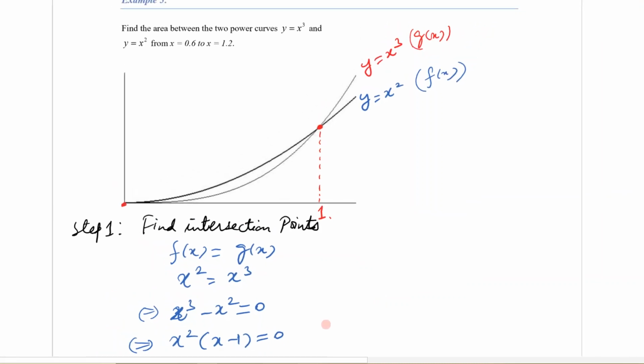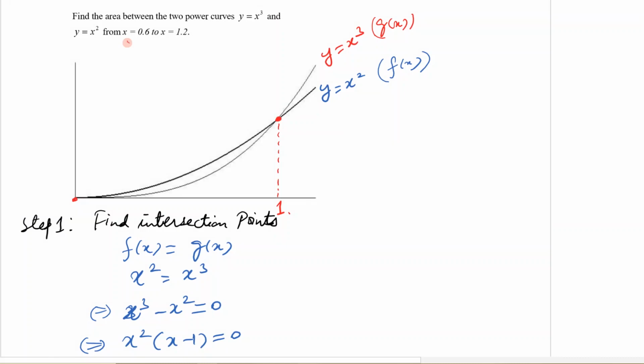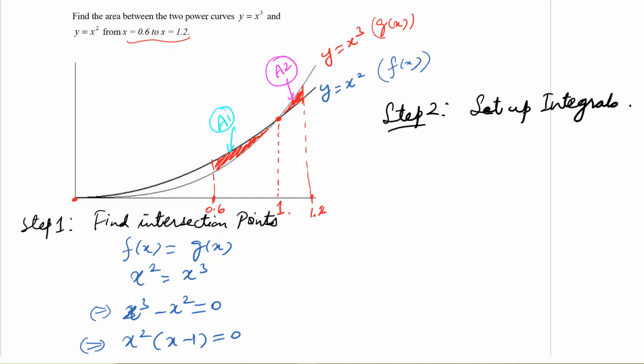All right, so now the question says we need to find the area from x equals 0.6, which would be somewhere here, to 1.2, which would be somewhere here. So we're going to figure out the area between the curves over this interval. It means basically we are looking for this area and this area. Now we're going to set up our integral. I have split it into A1 and A2. First let's figure out A1.